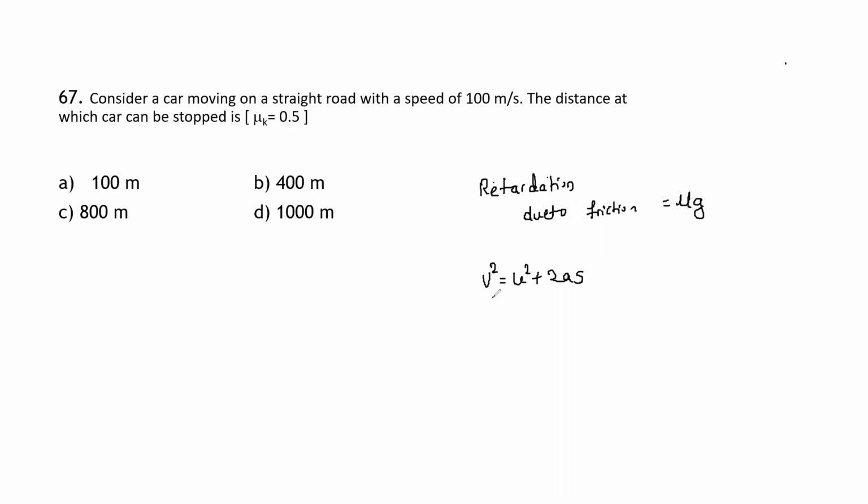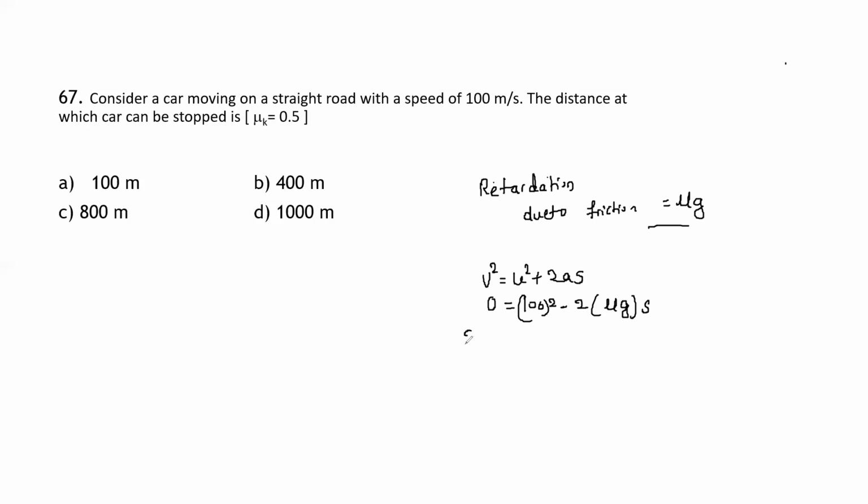So here a car is moving on a straight road with a speed. The car is stopped at the end of the journey. Therefore, final velocity will be 0. Initial velocity is 100. As it is u square, it becomes 100 square minus 2 into mu into g into s, that is acceleration, retardation. So here you can see this concept, that is acceleration or retardation is equal to mu into g, which we have written here. Therefore, if I simplify this, 100 into 100, minus 2 mu g into s is there.